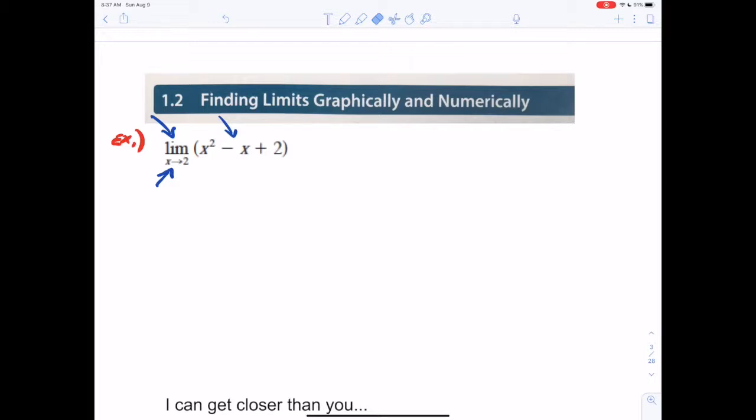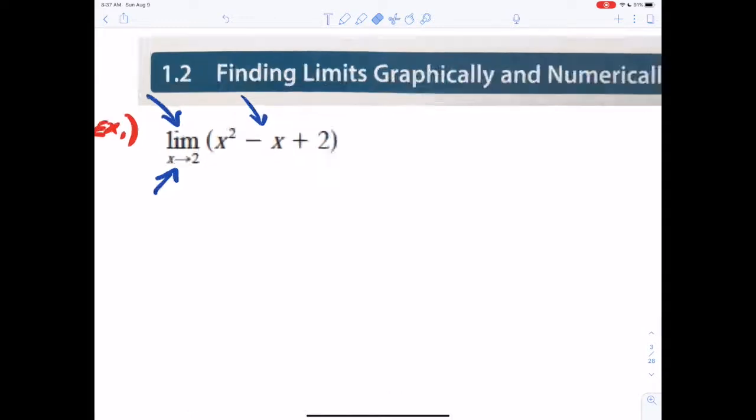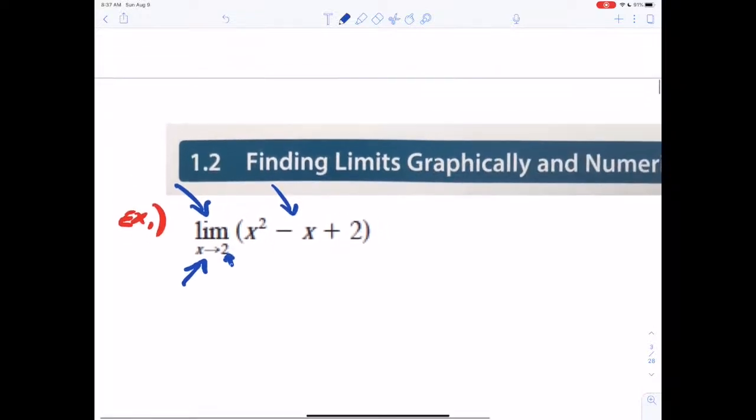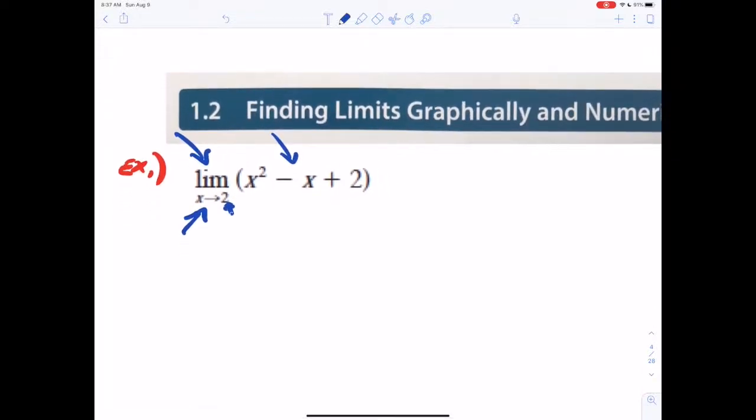So we're trying to find some y value, okay? So your y value is like your output, as x gets arbitrarily close to, in this case, your a value is 2. Okay? We're getting arbitrarily close to 2, but not exactly, okay?